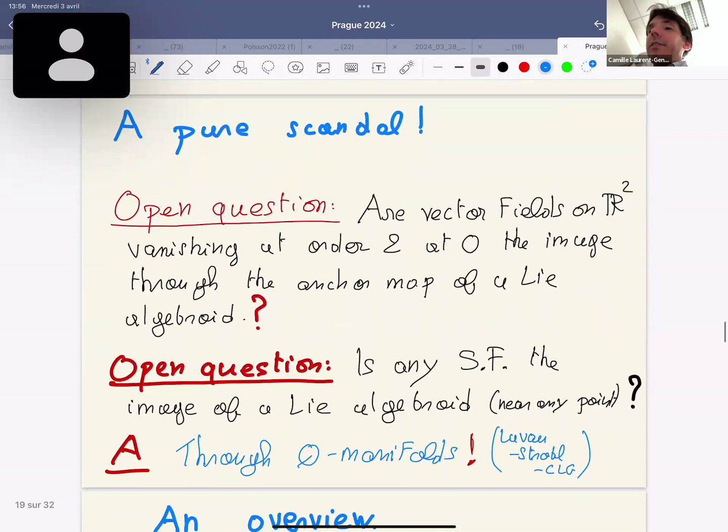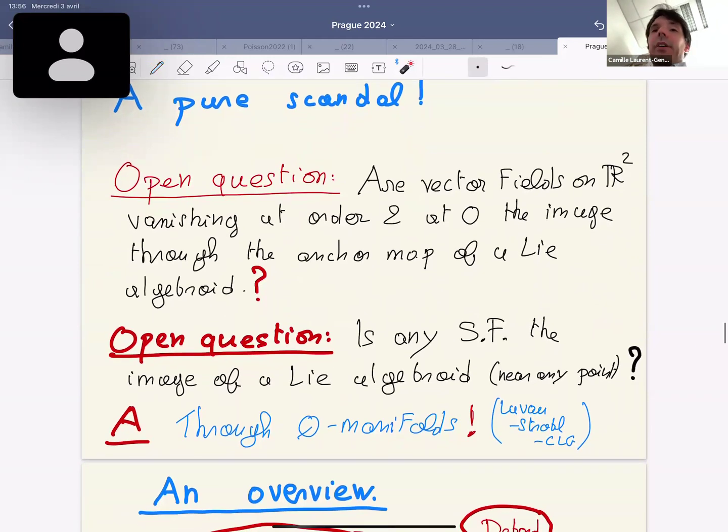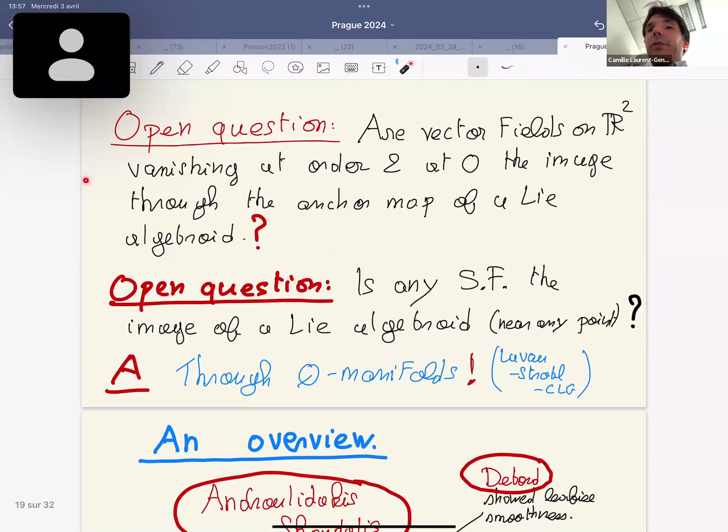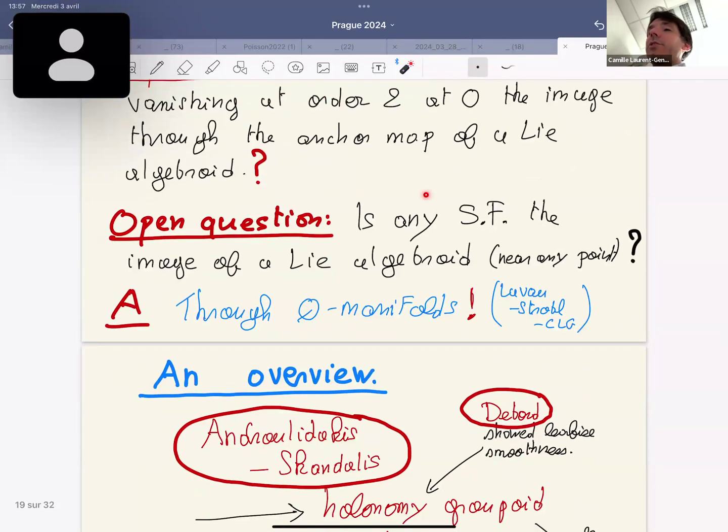And it's a pure scandal that nobody knows the answer to this question. Are vector fields on R2 vanishing at order 2 at 0 the image through the anchor map of a Lie algebroid? It's extremely strange, but there is no answer to this question at this time. It's a general question which has been around for more than 30 years. Is any singular foliation the image of a Lie algebroid, at least near a point?